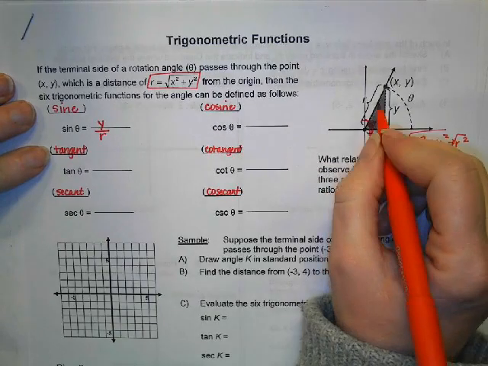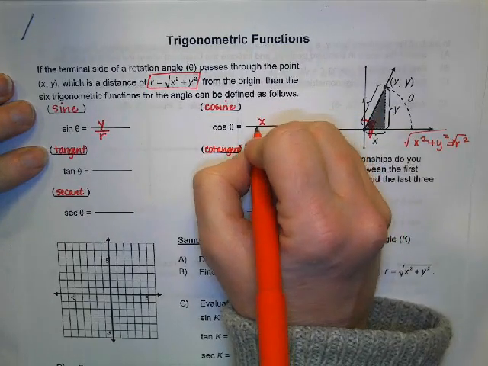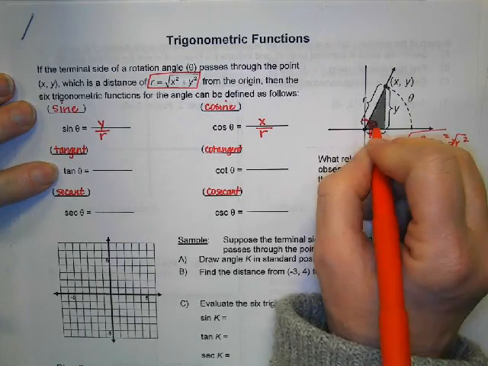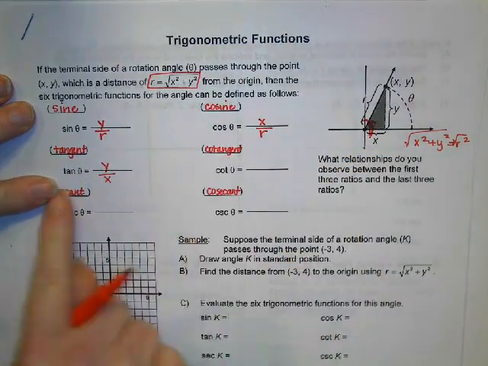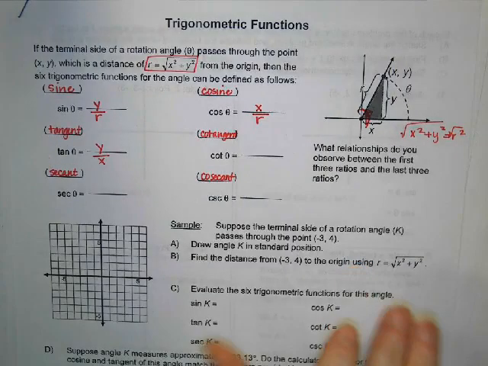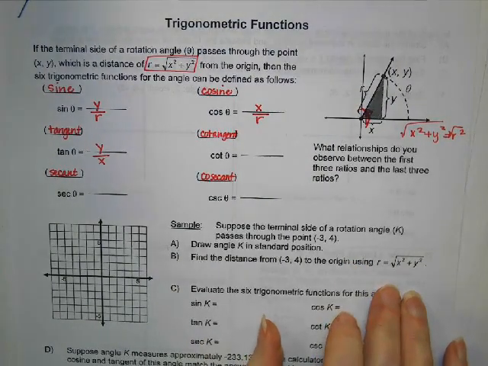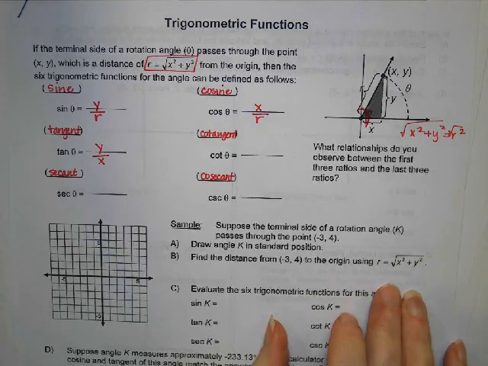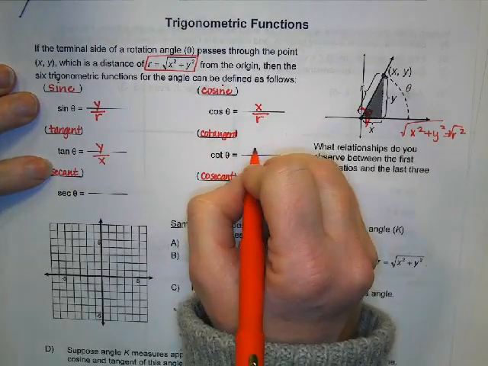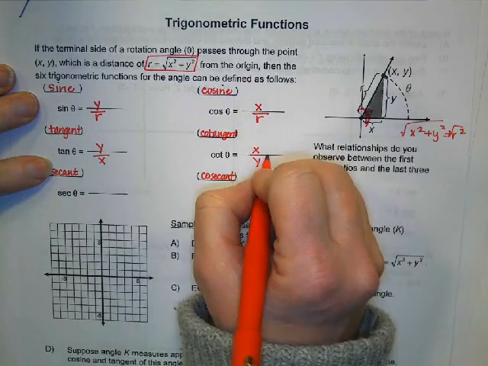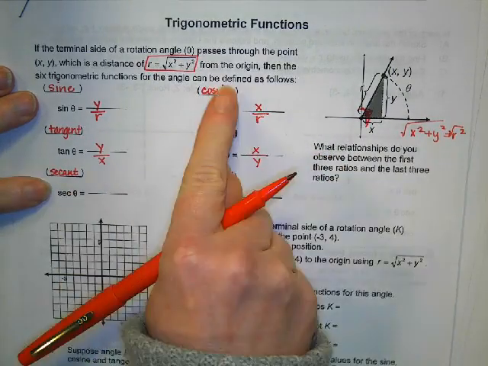Cosine, that's adjacent over hypotenuse, so that's going to be x over r. And tangent is opposite over adjacent, so y over x. Now these 3 new ones are reciprocals of the ones we already learned, which means they're the flipped over versions of the ones we already know. So cotangent is just tangent flipped over, so that's x over y. Secant is cosine flipped over.